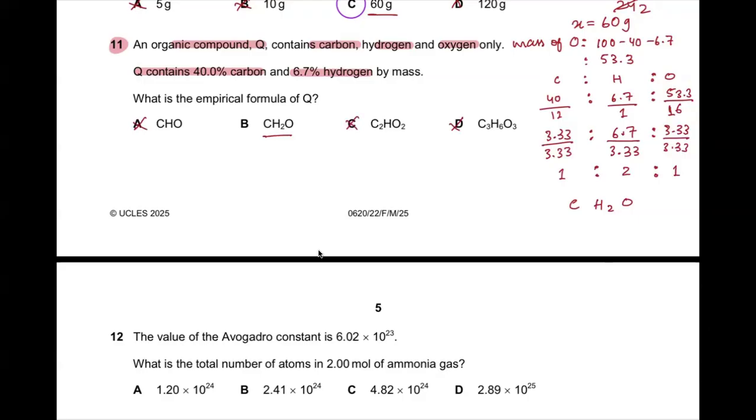Is this clear? Yes. Any confusion so far?